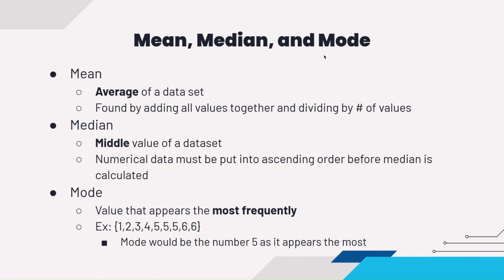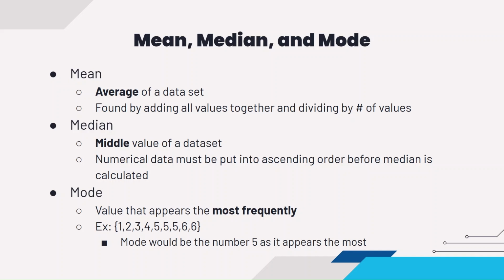First off, mean, median, and mode. Now, this is one of the most basic things you can learn, and also one of the most important. You probably already know a lot about this, so I'm going to go over this fairly quickly. Mean is the average of a data set, and to find the average, you have to add up all the values together and divide by your number of values.